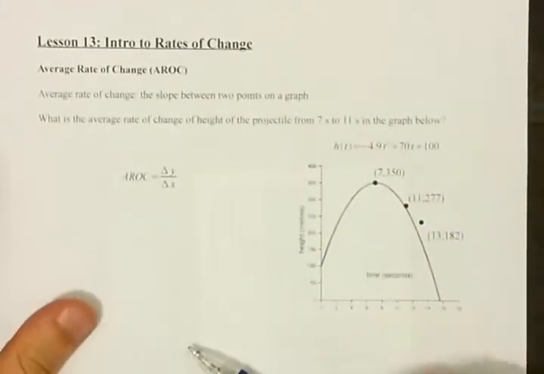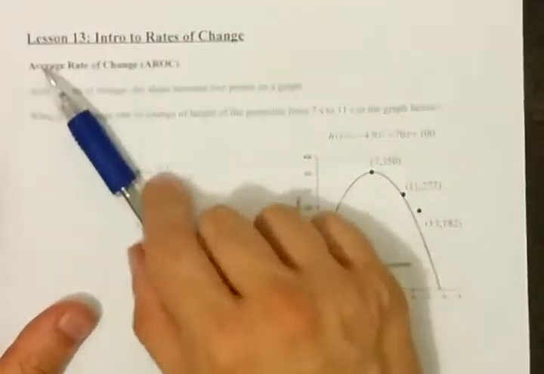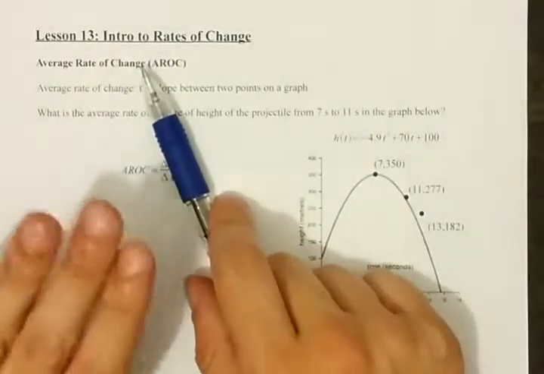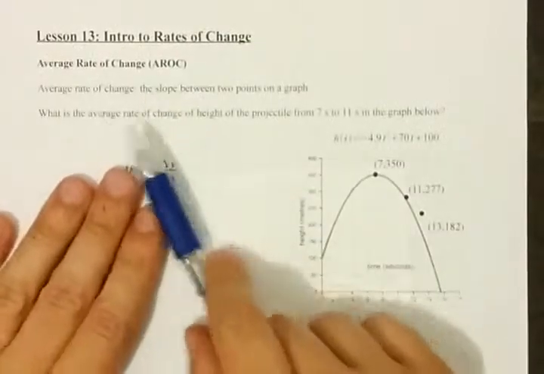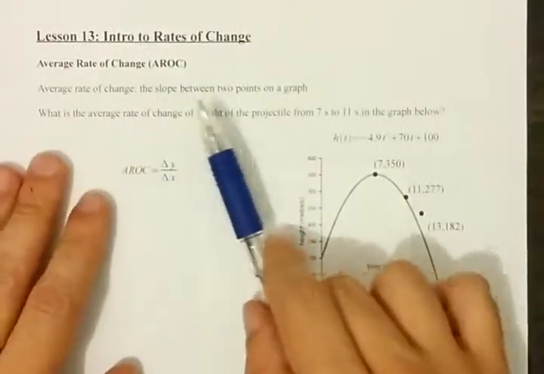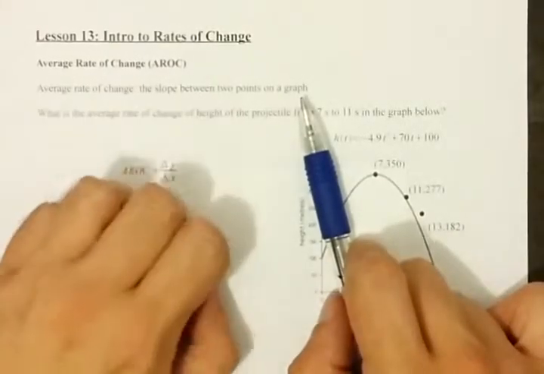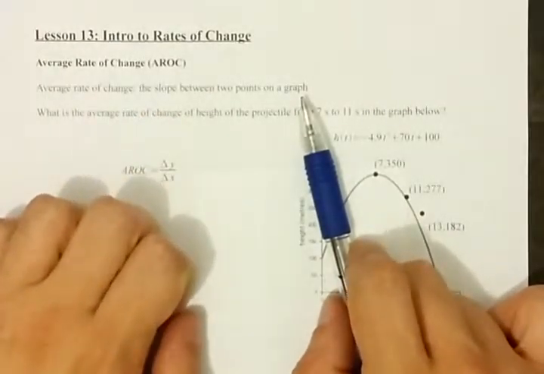We have this thing called average rate of change. An average rate of change is really just code for slope. The average rate of change is the slope between 2 points on a graph. Any 2 points, doesn't matter. They'll tell you which points to use.